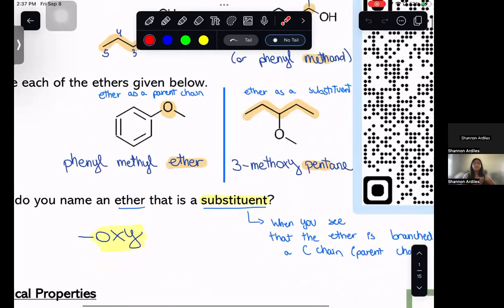Now for ethers, this was something new for IUPAC. First of all, there are two different ways to name them. One is if the ether is the parent chain, in which case we would just end with ether. But if the ether is acting as a substituent, then we use the ending oxy. Okay.